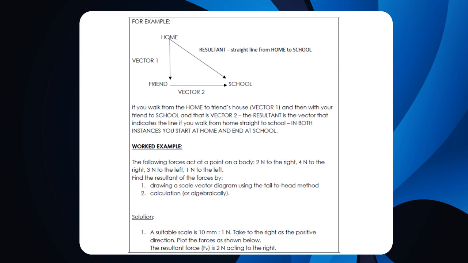Worked example. The following forces act at a point on a body: 2N to the right, 4N to the right, 3N to the left, 1N to the left. Find the resultant of the forces by 1. Drawing a scale vector diagram using the tail-to-head method. 2. Calculation, or algebraically. Solution. 1. A suitable scale is 10 mm, 1N. Take to the right as the positive direction. Plot the forces as shown below. The resultant force, FR, is 2N acting to the right.